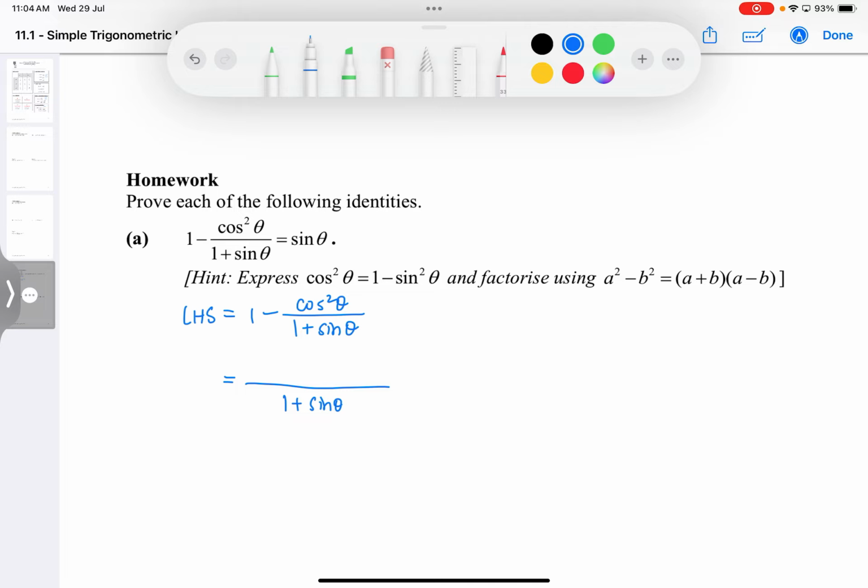So 1 is just, 1 can be anything. So I can write this as 1 plus sine theta minus cosine square theta. Okay?